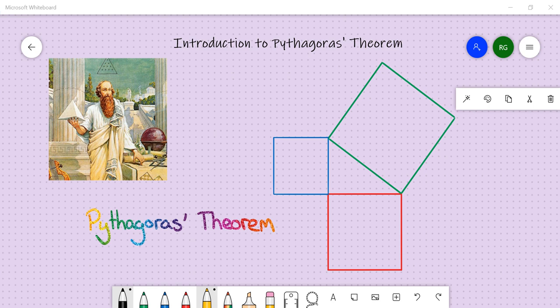Today we're going to be looking at an introduction to Pythagoras' theorem. Now, Pythagoras was a mathematician living around 500 BC, so about 2,500 years ago. He came up with many mathematical principles, but one of his most famous ones is Pythagoras' theorem, which is what we're going to be looking at.